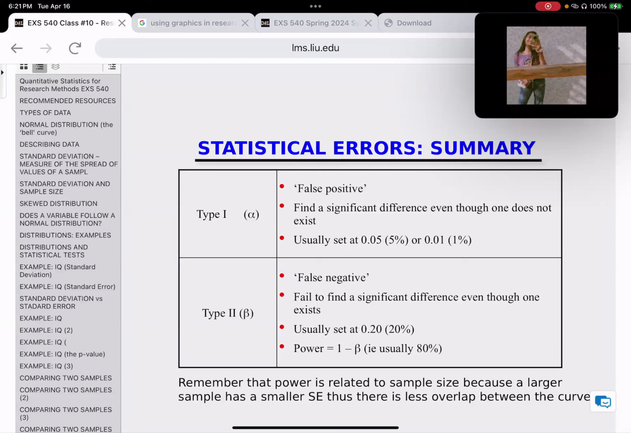Okay, I'm going to end here, and we're going to talk a little bit about graphs. So are there any questions up to this point?